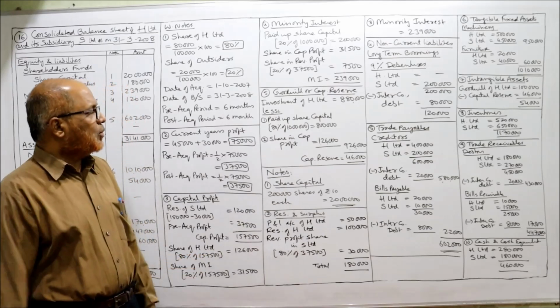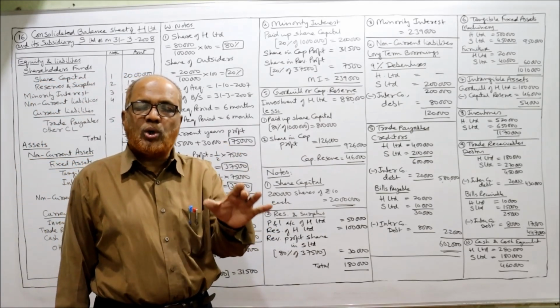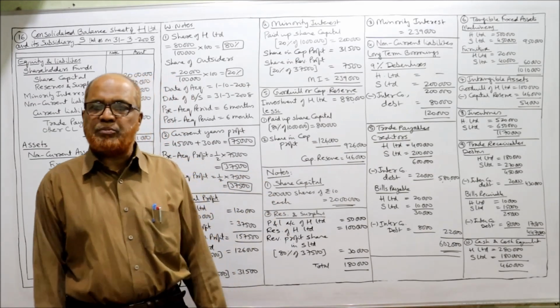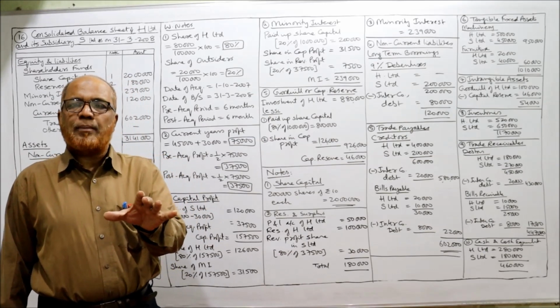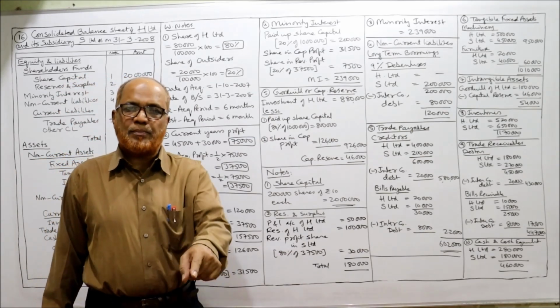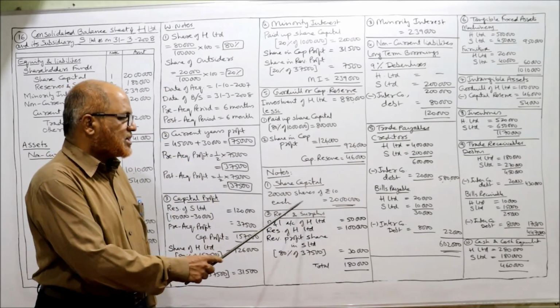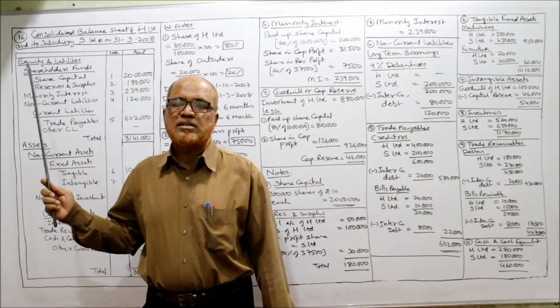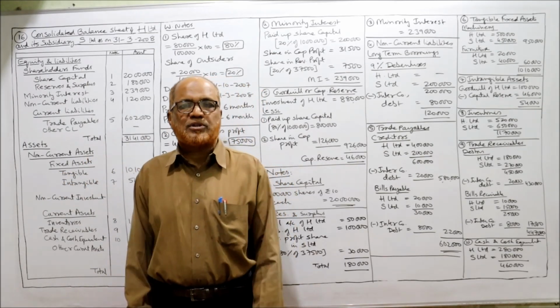Now we'll come to the notes. Working notes are completed. Now we are coming to the notes forming part of financial statements. In note number 1, share capital, we take the share capital of holding company H Limited exactly as given in the problem. So 2 lakh shares of rupees 10 is 20 lakh. Here you can see in the consolidated balance sheet, note number 1, 20 lakh rupees is the share capital.